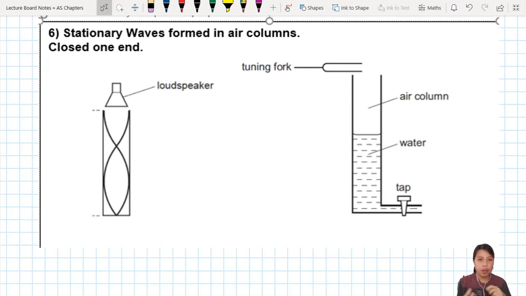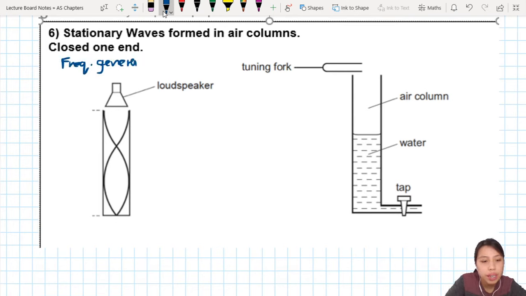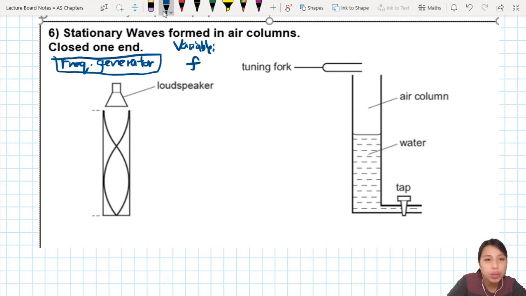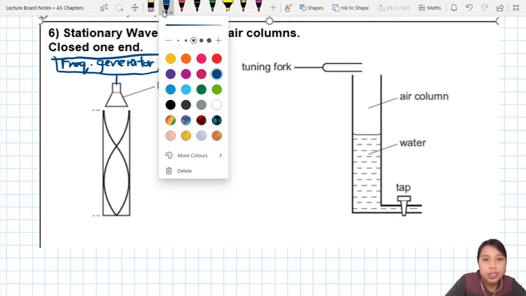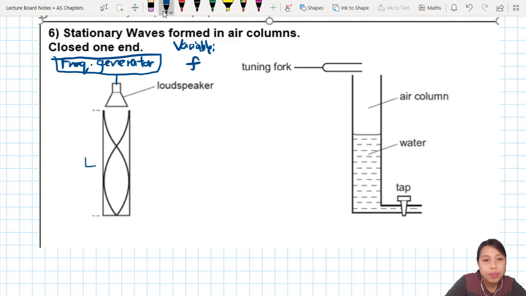Now first, we have the setup here where you're going to have a tube. I don't know what tube it is. You can use a test tube, any tube. But you have a tube and you have a frequency generator, aka a loudspeaker. The frequency generator is here and it's going to vary the frequency. So your variable here is going to be f. You turn the knob, you change the f. So that's the frequency generator connected to your speaker. Then you have a tube with some length. Let's call this L.